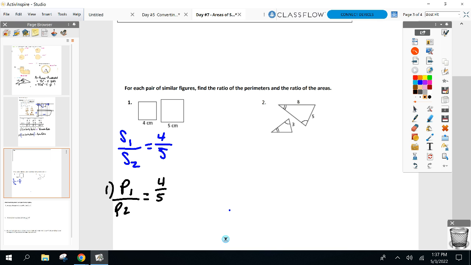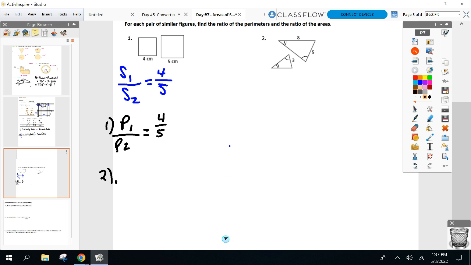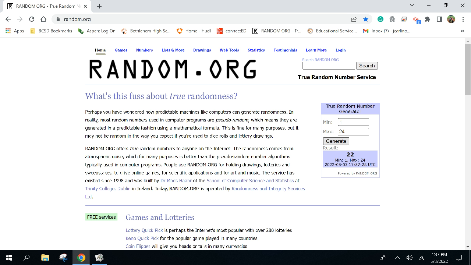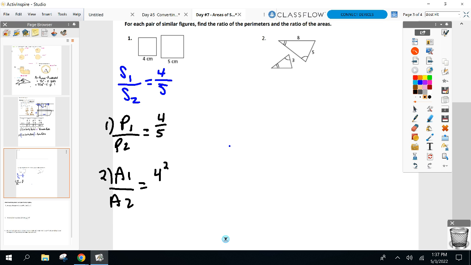Area. You tell me 4 to 5, get out of here. The ratio is not 4 to 5 for the area. What do I need to do to the similarity ratio to get to the area? Square it. So it's going to be 4 squared over 5 squared, 16 over 25. Again, am I saying the small area is 16? No. I'm just saying whatever the areas are, put them on top of each other and reduce, it'd be 16 over 25. This is not giving you what the area is.